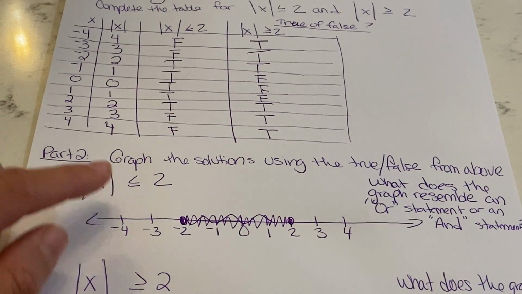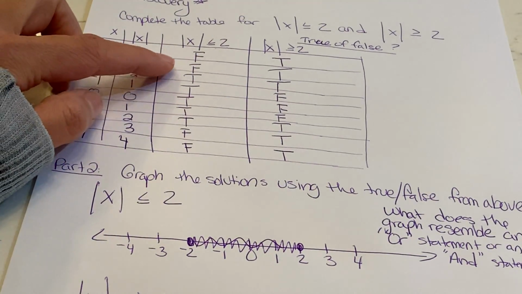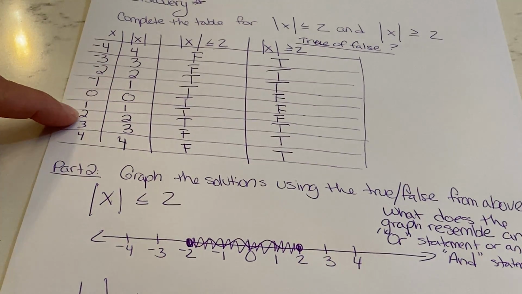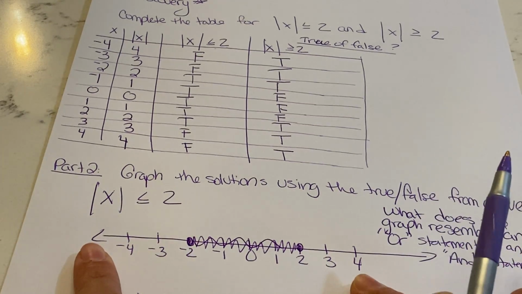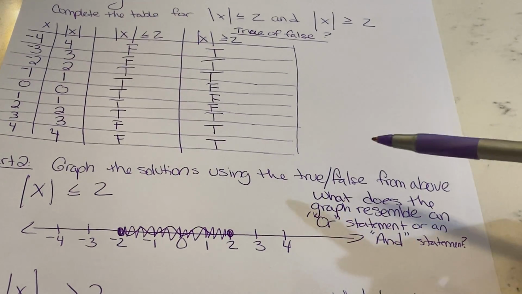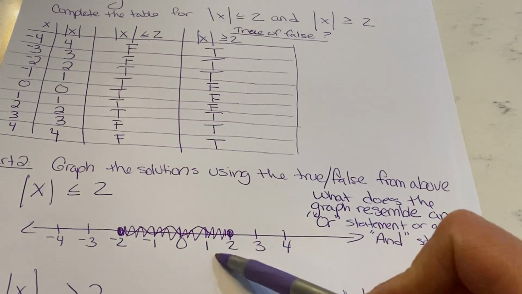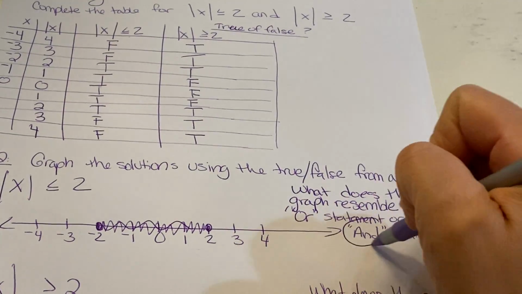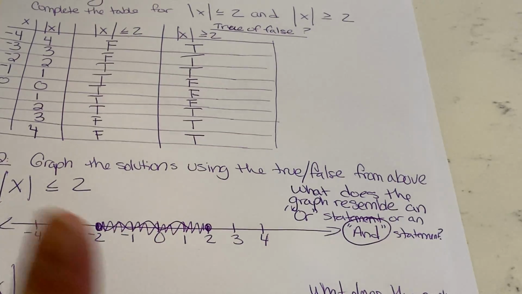Okay? Sorry about that. So again, where did I get this? From this table. Where is it true? It's true from -2 all the way to 2. So I'm shading from -2 to 2. I can't shade over here because it was false there. Okay? So now tell me, does this graph resemble an and or an or? And I hope you said and, because we know ands represent everything in between, okay? Or is usually everything opposite.